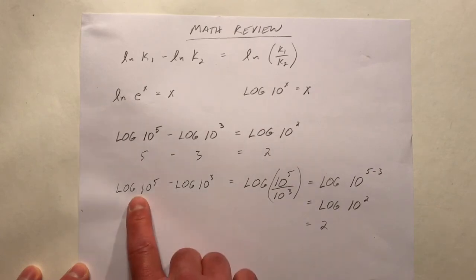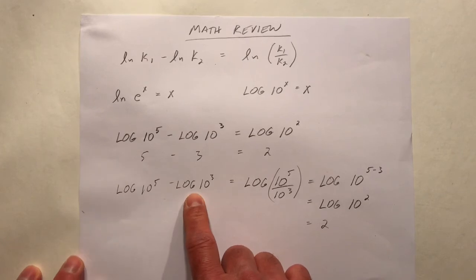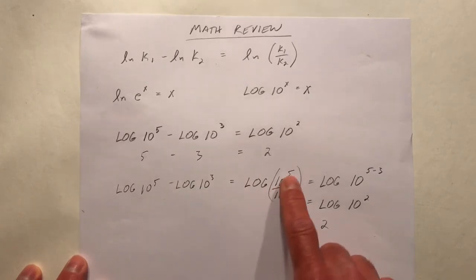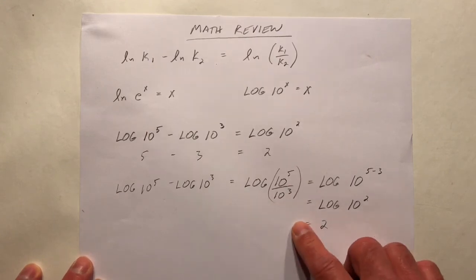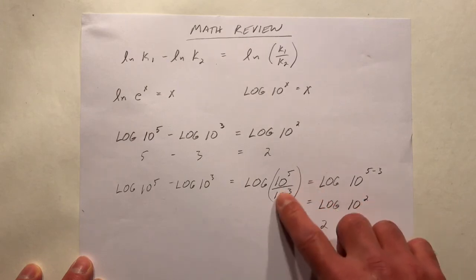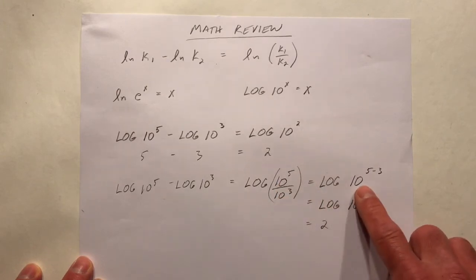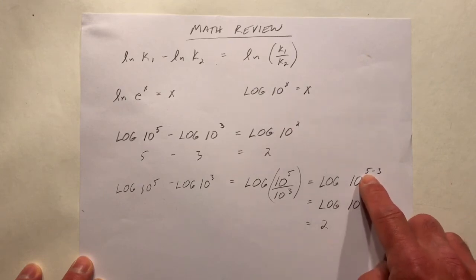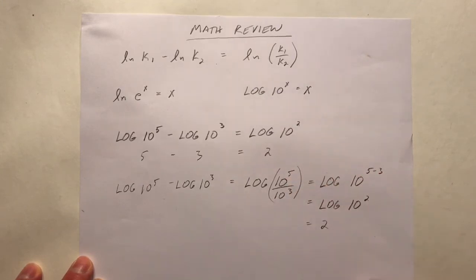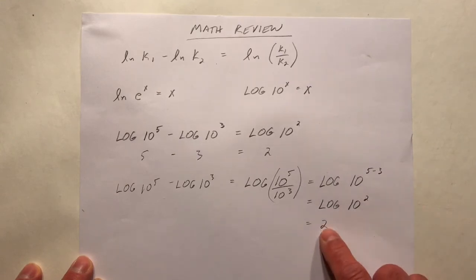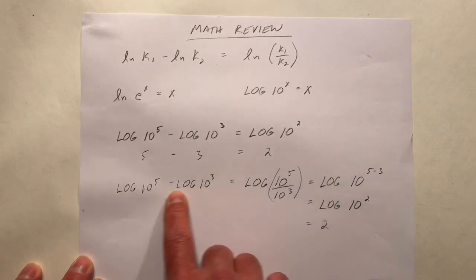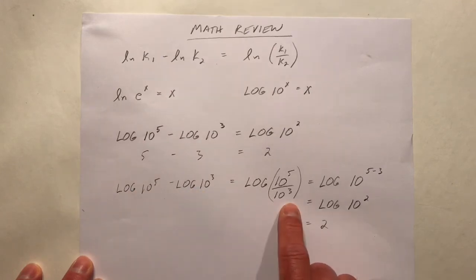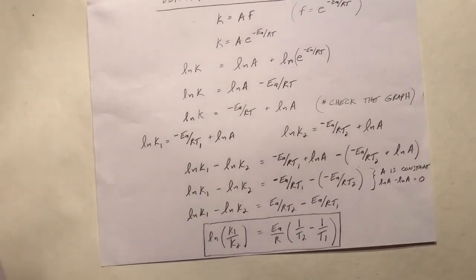So notice that if we have log of 10 to the 5th minus log of 10 to the 3rd, we could say it's log of 10 to the 5 divided by 10 to the 3rd. And remember that when you have exponents with a common base, we can just say that the log is equal to the base with the top exponent minus the bottom exponent. 5 minus 3 is 2, and of course the log of 10 to the 2 is 2. So it's a property of natural logs, or logs, that you could rearrange this into this. And that's all that we did down at the bottom of this equation here.